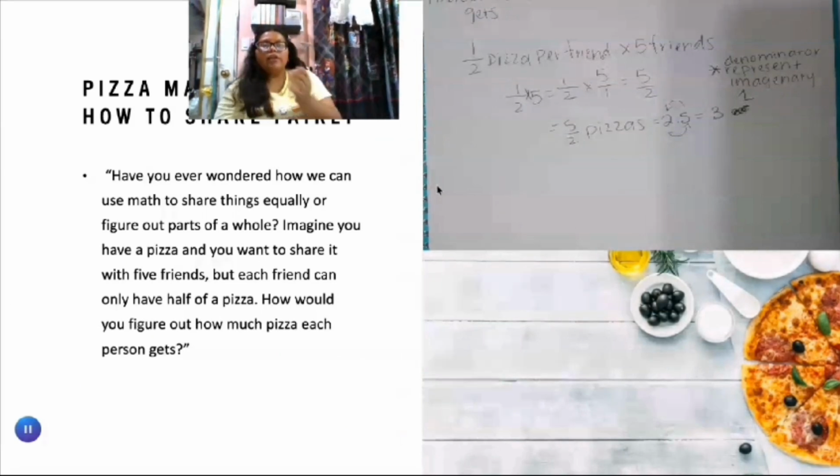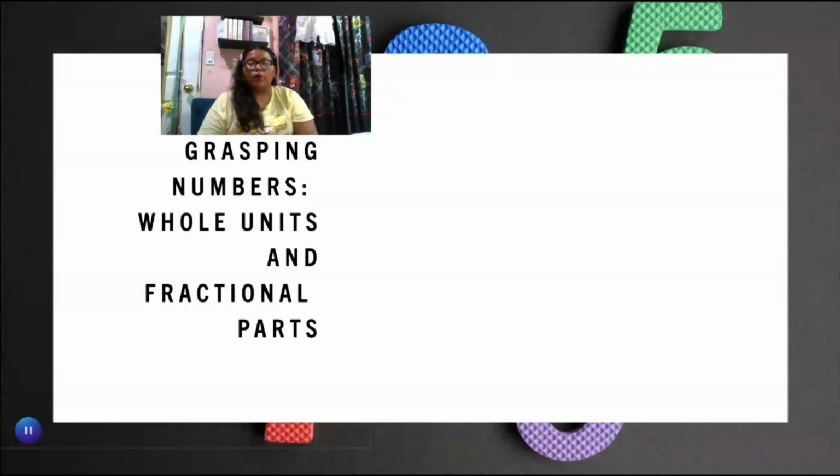Here is how you solve it. How we solve the problem: half of a pizza per person times the 5 friends. Dividing numbers, whole, unit, and fractional parts.